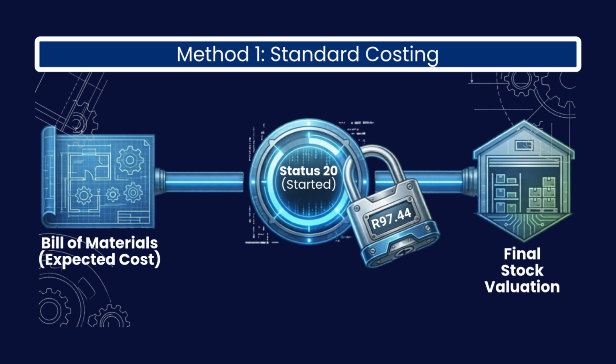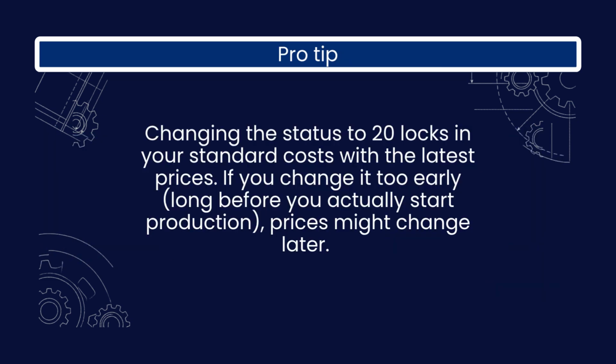With standard costing, Xperdyte calculates the unit cost and locks it in the moment you change the works order status to 20 or started. This method is flexible in that it allows partial production entries. Pro tip: don't change the status to 20 until you are just about to start making the product. Changing the status to 20 locks in your standard costs with the latest prices. If you change it too early, long before you actually start production, prices might change later. This can cause variances on the works order.